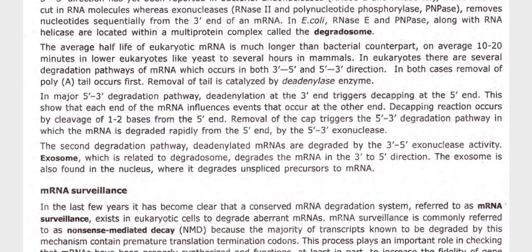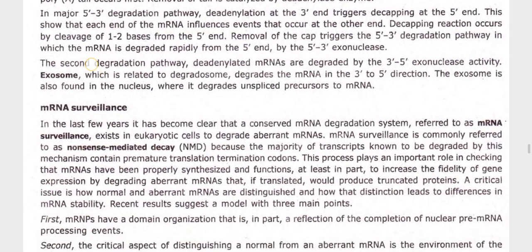Removal of the cap triggers the 5' to 3' degradation pathway, in which the mRNA is degraded rapidly from the 5' end by a 5' to 3' exonuclease. In the second degradation pathway, deadenylated mRNAs are degraded by 3' to 5' exonuclease activity. The exosome, which is related to the degradosome, degrades the mRNA in the 3' to 5' direction. The exosome is also found in the nucleus, where it degrades unspliced precursors to mRNA.